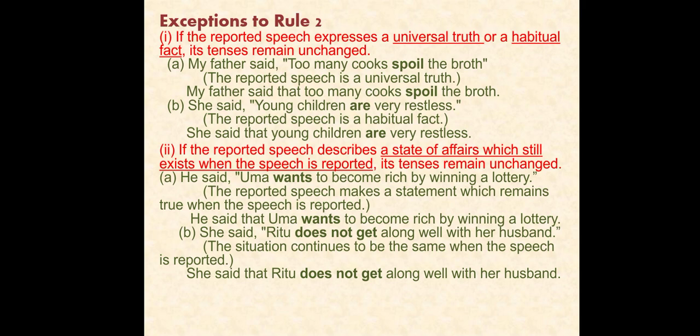Now, in this slide, we will see exceptions of Rule 2. First, if the reported speech expresses a universal truth or a habitual fact, its tenses remain unchanged. My father said, "Too many cooks spoil the broth." The reported speech is a universal truth. So the answer will come like this. My father said that too many cooks spoil the broth.